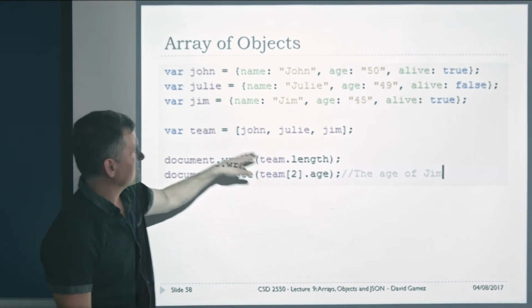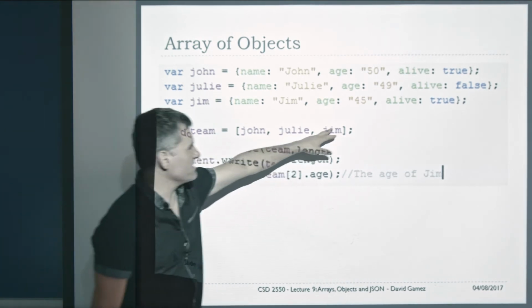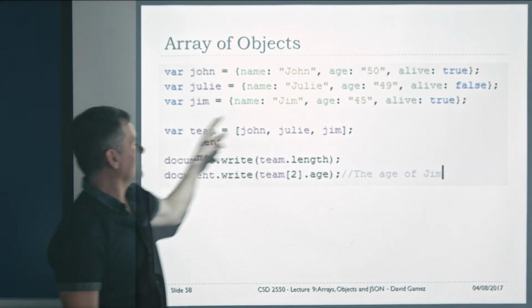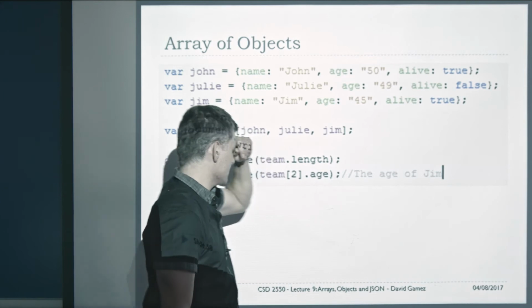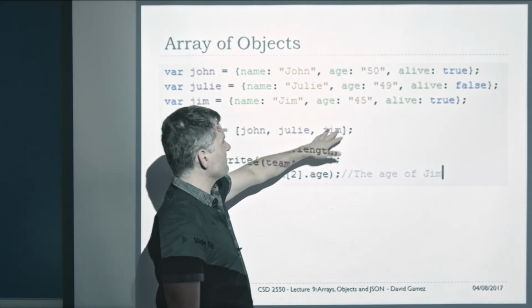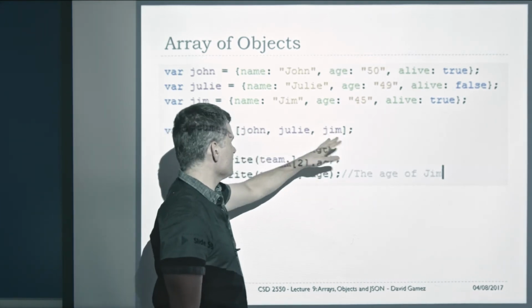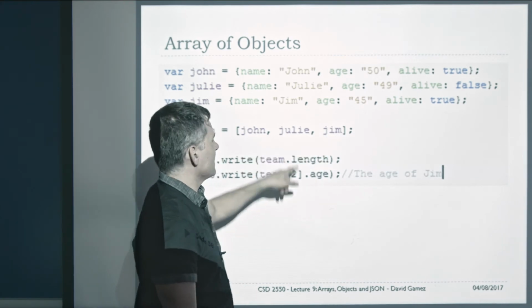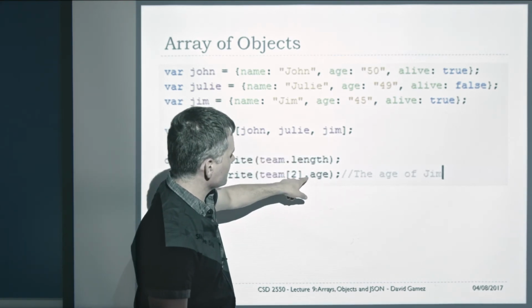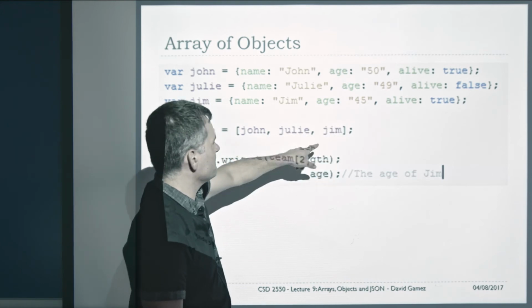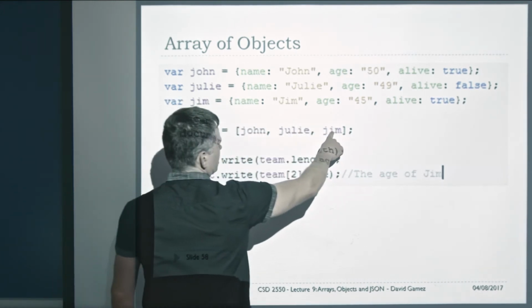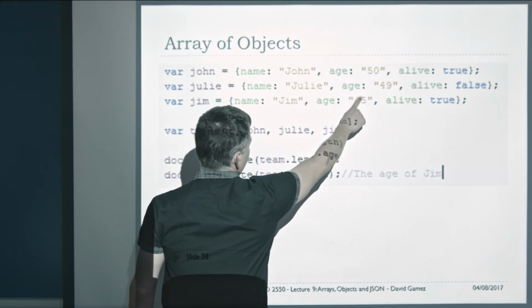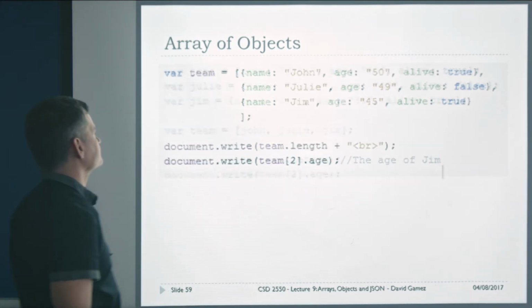But we can also access team[2].age. So here we're accessing the element in the array with index 2, which is the third element in the array. And this is an object, so we can use the dot to access a property of Jim. In this case, it's age. So team[2] accesses Jim, and .age accesses 45 here.